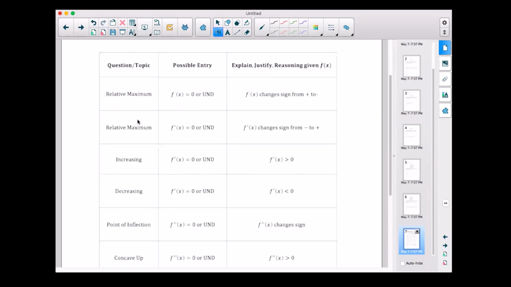Of course, I just realized already there's a little typo here, right? This should say relative minimum here on this one. I'm going to go ahead and change that. I'll make sure that we change that for your teachers before we give them to you as well.